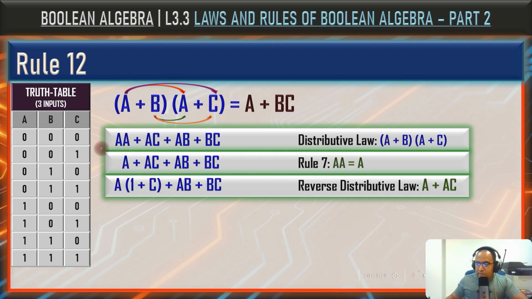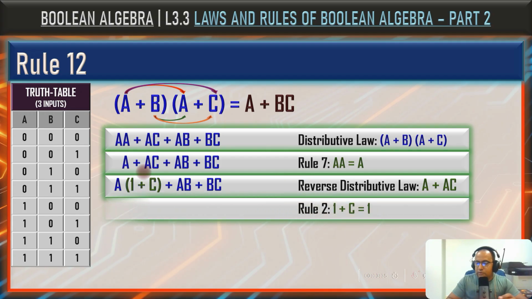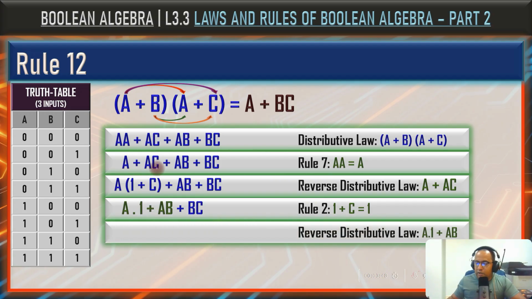Notice that inside the parentheses we have a variable added to 1. So we can apply rule 2, which states that any variable added to 1 always results in 1. So the expression becomes like this. Now we can apply again the reverse distributive law to this part of the expression. So the expression becomes A times (1 plus B) times C.